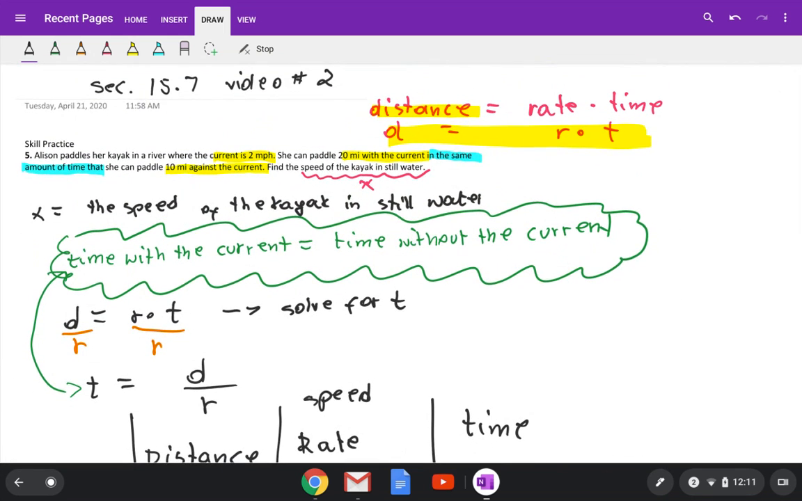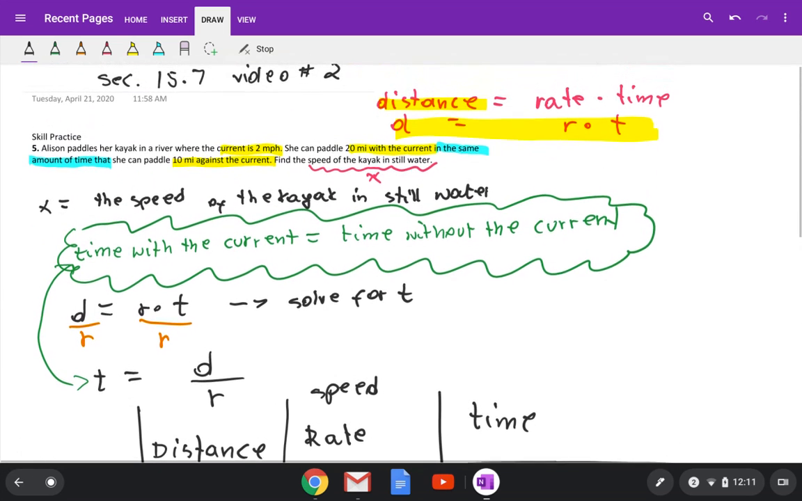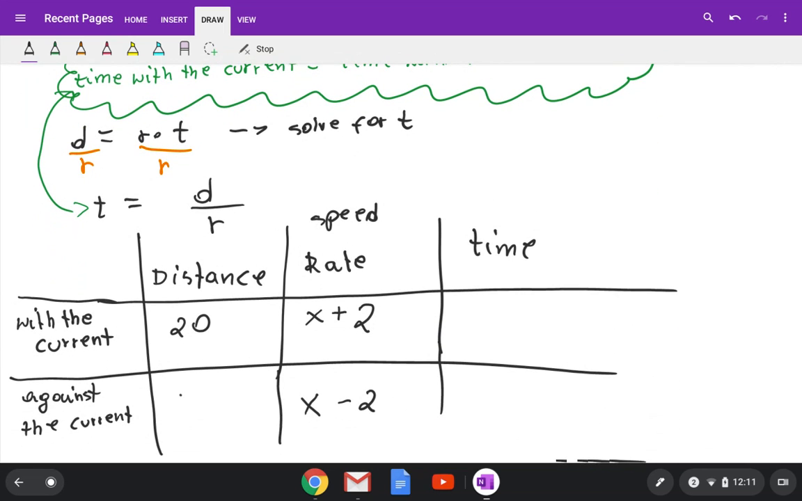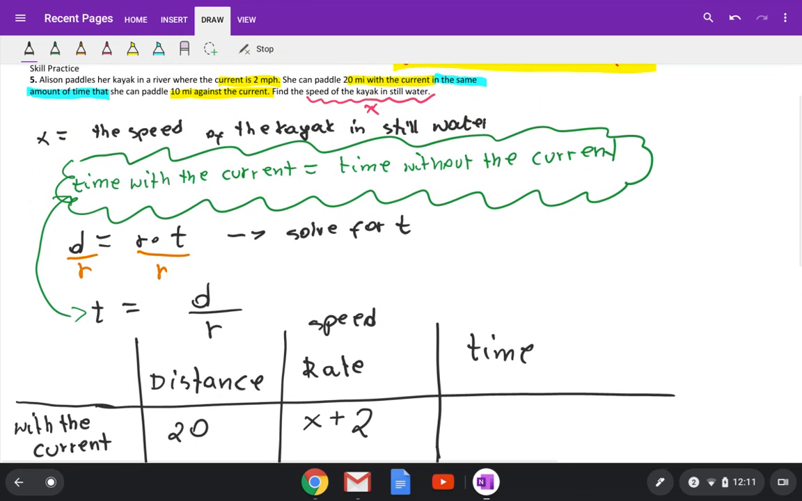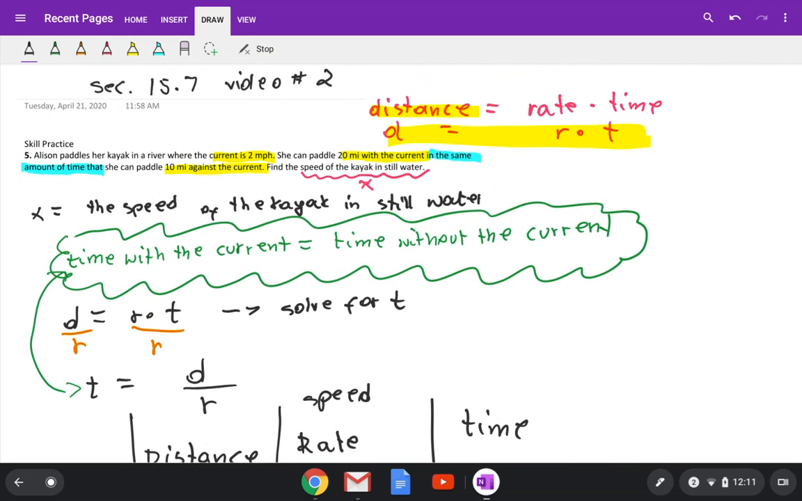So now she can paddle 20 miles with the current. So that's going to be a distance with the current. And in the same amount of time, she can paddle 10 miles against the current. Okay, so now here the equation will be the time with the current is equal to the time without the current. So I use that information right here.